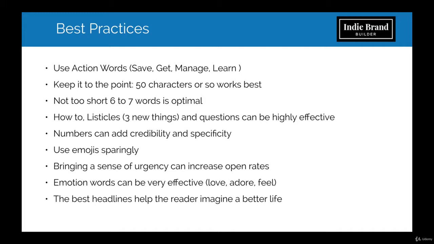Things like how to, listicles, like things like 3 new things, and questions can be highly effective. And these are the same principles you'll see put to use for blog articles and blog headlines. It's the same principle. You're trying to entice people to click through to engage with your content or your products. Numbers can also add a lot of credibility and specificity, whether it's 25% off or 3 new things. They speak to a very specific result, and that builds trust, and ultimately it aligns with what you're going to be delivering down the line, which is good.